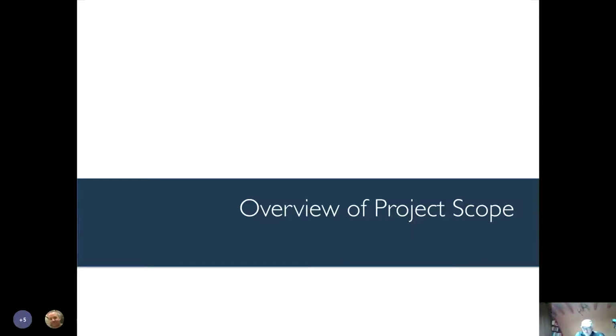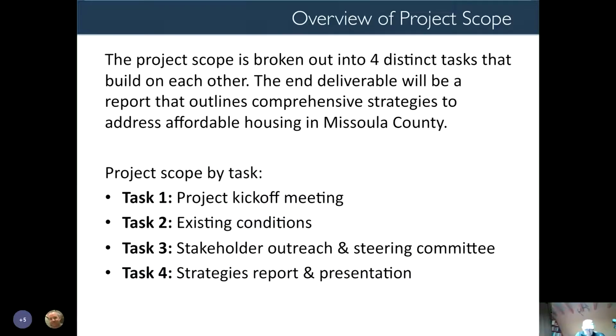So now we're going to talk about the project scope that we've identified in our proposal. If you could advance to the next slide, Lorelei, please. So basically, our project is broken out into 4 distinct tasks, which build upon each other at every step. However, the main key takeaways here, the main products, is the development of the steering committee, which we will seek input from the commission on today in a later agenda item, but also the development of the strategies for addressing affordable housing.